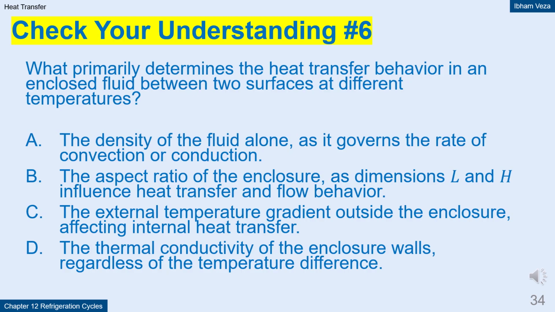C. The external temperature gradient outside the enclosure affecting internal heat transfer. This is incorrect because the heat transfer within the enclosure is governed by the internal temperature difference, T1 and T2, and fluid properties, not the external temperature gradient. D. The thermal conductivity of the enclosure walls, regardless of the temperature difference. This is incorrect because while wall conductivity might affect heat leakage, it does not determine the internal fluid heat transfer behavior, which depends on the temperature gradient and aspect ratio.